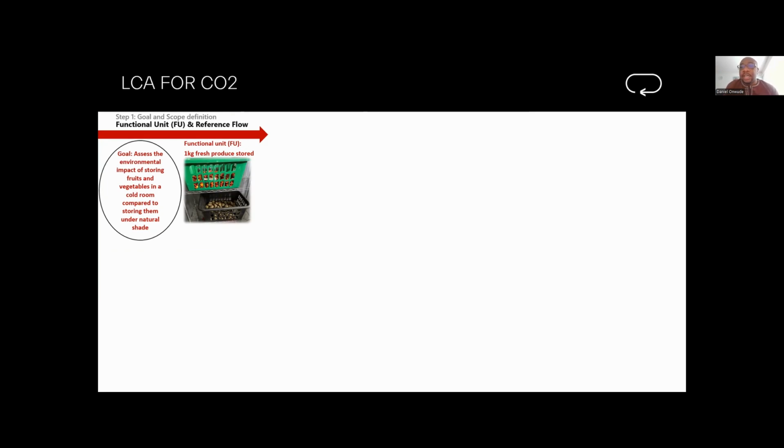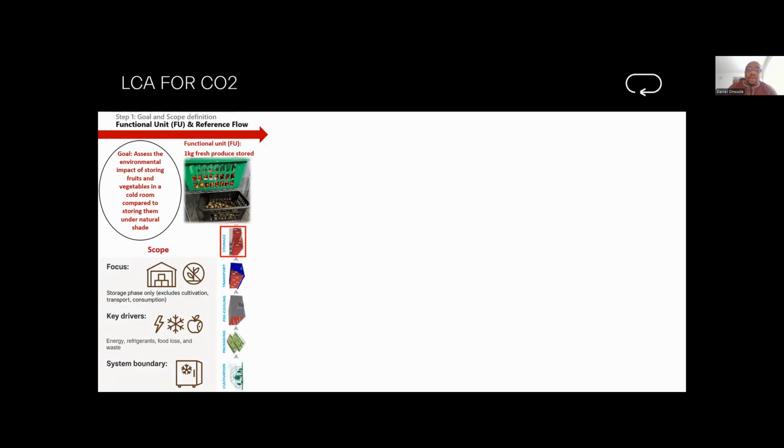So in this case, natural shed, right? And the functional unit we use is 1 kilogram of fresh produce stored per day. So basically, this gives us a consistent basis for comparison, right? So this is also very important to be very clear on. So you need to define the functional unit as clearly as possible, right?